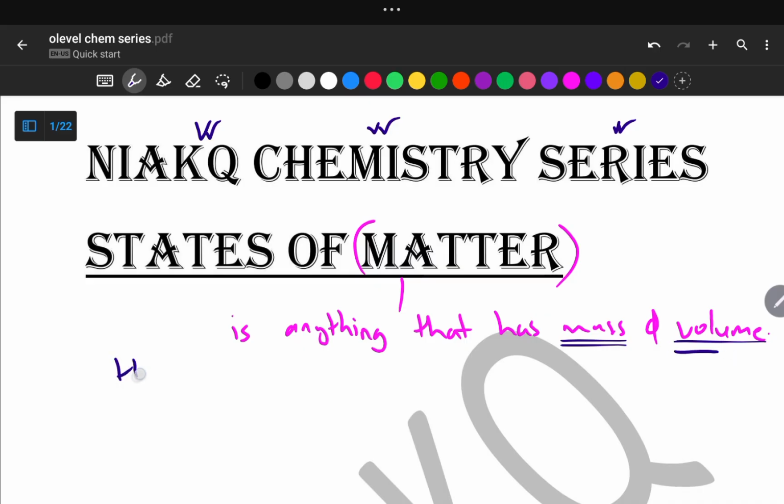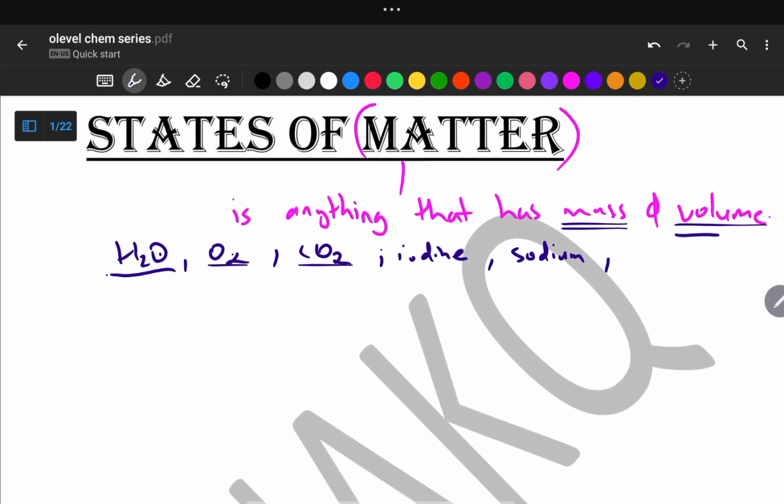We have water, and all the molecules: oxygen, carbon dioxide, iodine, sodium, etc. You should know these chemical formulas and familiarize yourself with them. We say that matter is anything that has mass and volume. Matter exists in three phases. We have 3 states of matter.